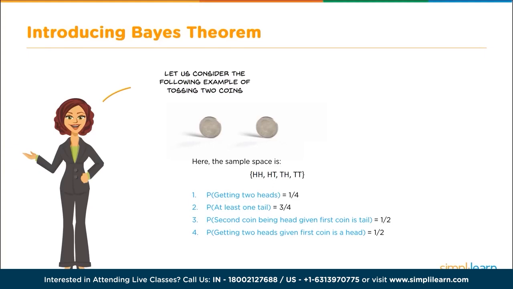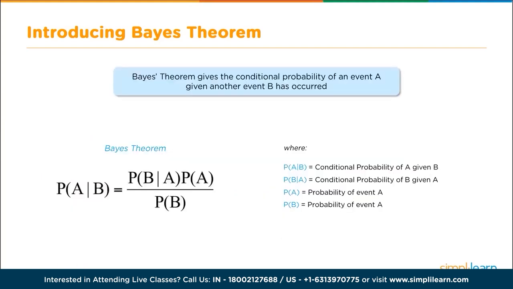And then the probability of the second coin being head given the first coin is tail is 1/2, and the probability of getting two heads given the first coin is a head is 1/2. We'll demonstrate that in just a minute and show you how that math works. Now when we're doing it with two coins it's easy to see, but when you have something more complex you can see where these formulas really come in and work.